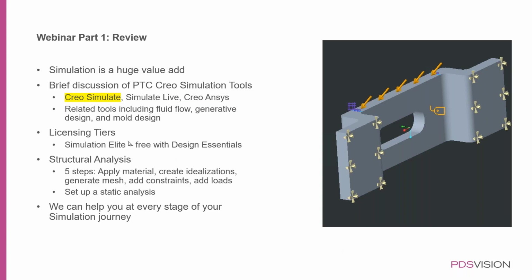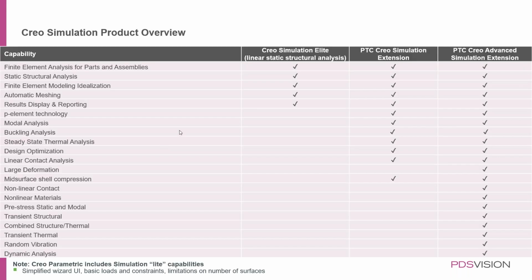We talked about the licensing tiers of Creo Simulate last time, and I want to briefly review by pulling up this chart. Creo Simulation Elite, which is the first column here, is going to be available to most people at this point. Simulation Elite is going to be included with Creo Design Essentials, which is a tier 1 subscription license. So Simulation Elite is really exciting because a lot of people have access to it and they don't realize that. I think that change was made around 2020 or 2021. PTC added Simulation Elite for a whole lot of people.